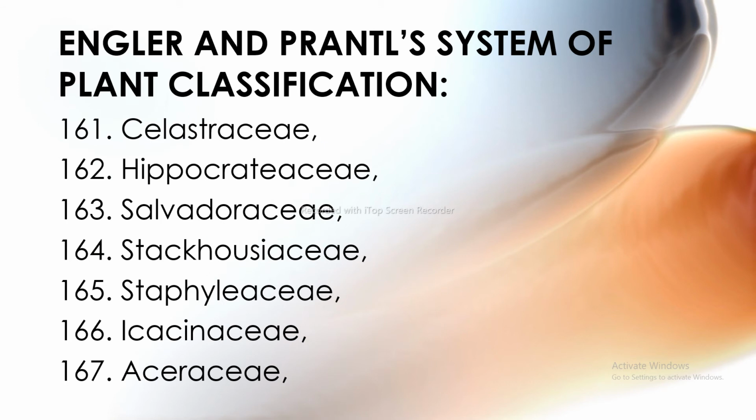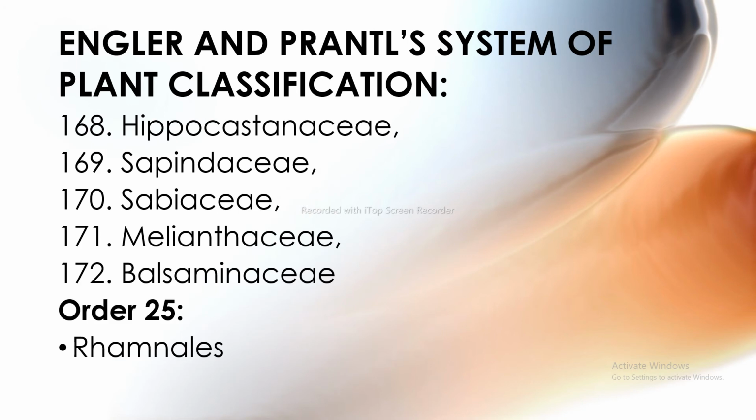Next is Celastraceae, Hippocrateaceae, Salvadoraceae, Stackhousiaceae, Staphyleaceae, Icacinaceae, Aceraceae, Hippocastanaceae. Next is Sapindaceae, Sabiaceae, Melianthaceae, Balsaminaceae. Order 25 is Rhamnales.